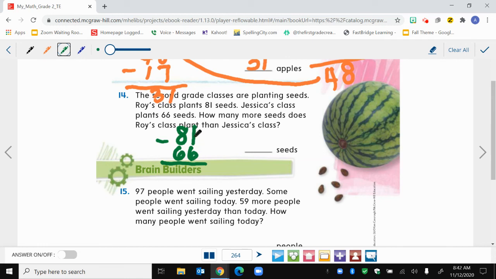So, I look at my one side. 1 minus 6 can't be done, can it? So, I'm going to cross that 8 out and borrow, so it's turning to a 7, and add 10 to that 1, and it's now 11. 11 minus 6, let's see, 11, 10, 9, 8, 7, 6, 5, right? And then 7 minus 6 is 1. So that means Roy's class planted 15 more seeds. A lot of seeds.